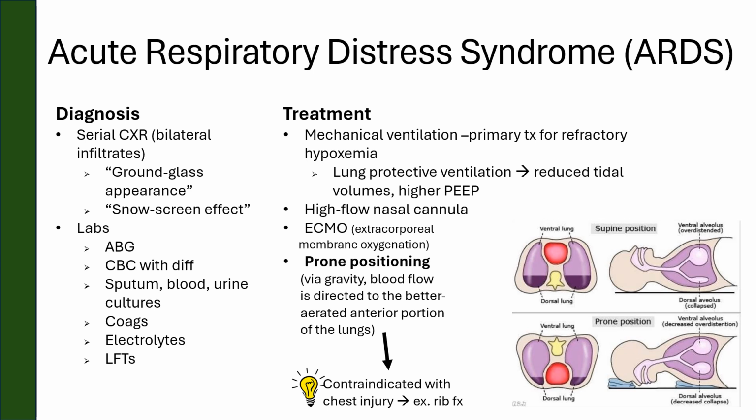But remember that not all patients can tolerate being in the prone position, especially patients who have had a chest injury like a rib fracture. So rib fracture, though, that is contraindicated with prone positioning.